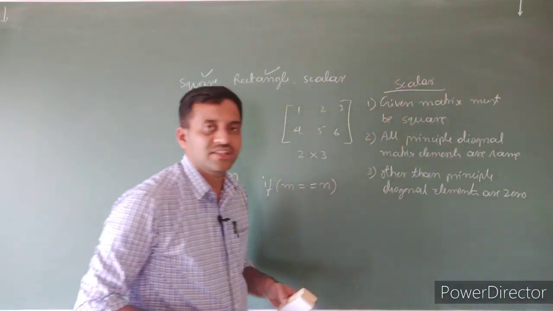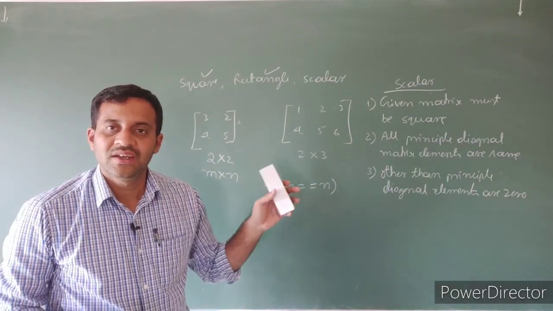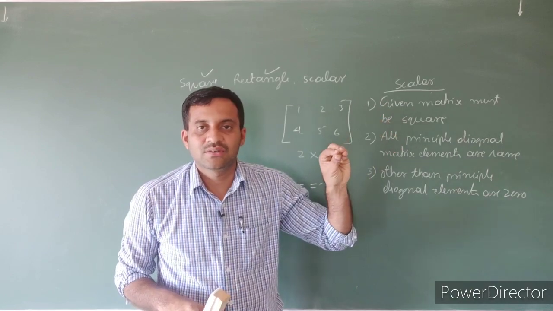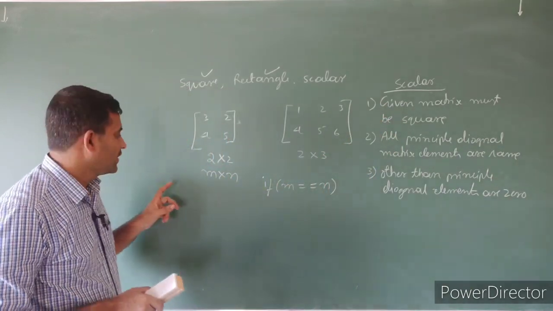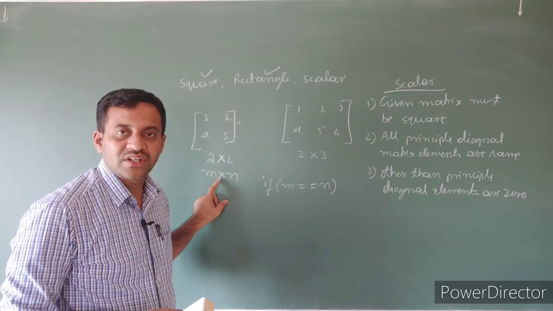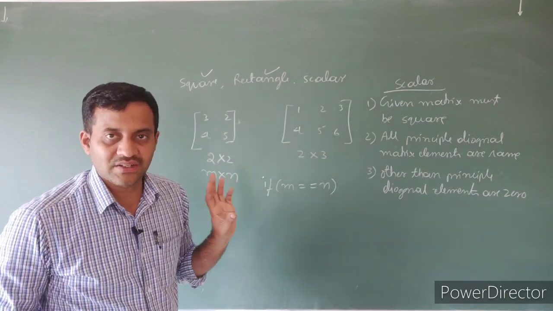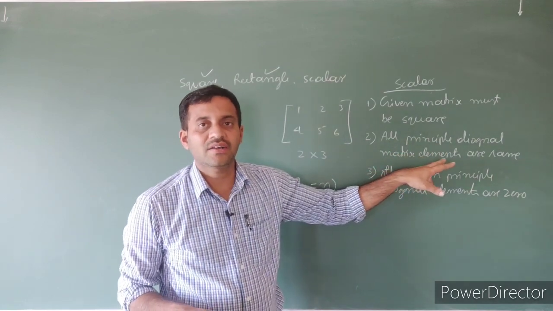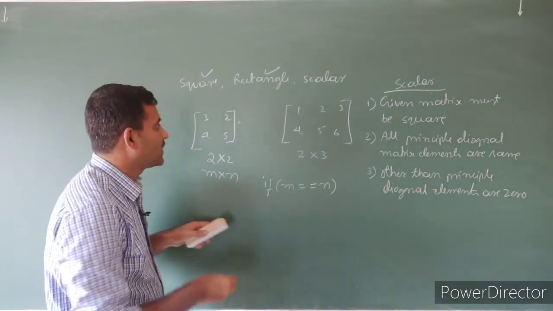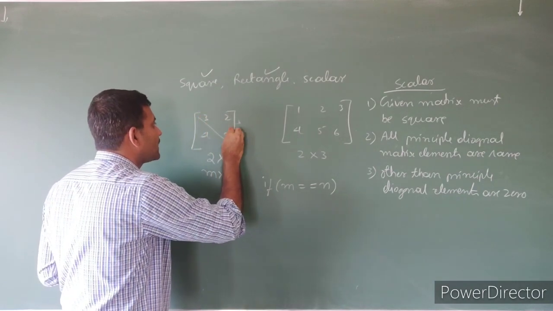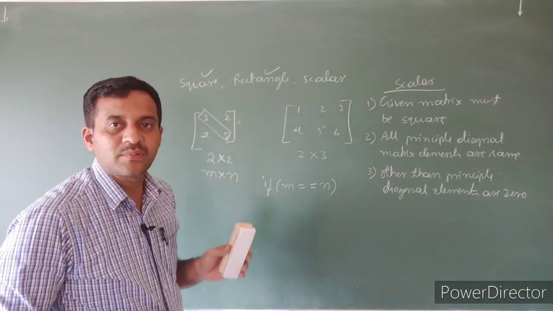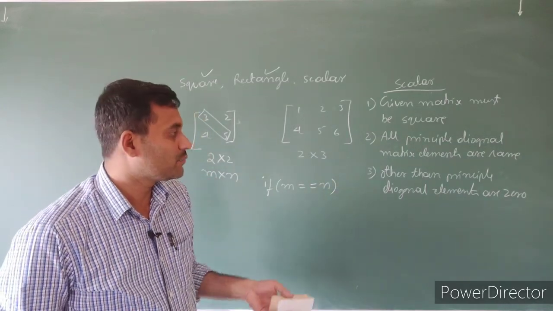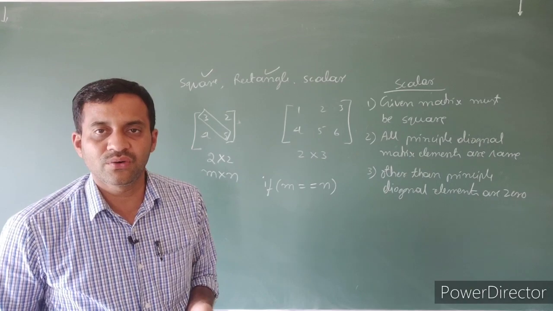Carefully observe the conditions. There are three conditions to say scalar matrix. The first condition is the given matrix must be square. When orders are same, rows and columns are same, then the matrix is square. That is the first condition. Second one is all principal diagonal elements are same. What are principal diagonal elements? See here, these are the principal diagonal elements. All principal diagonal elements must be same. Then third one is other than principal diagonal elements must be zero.